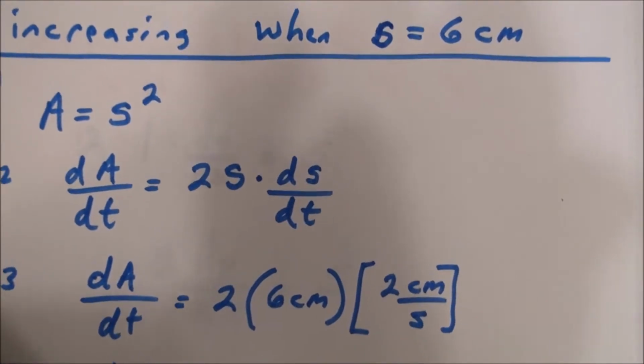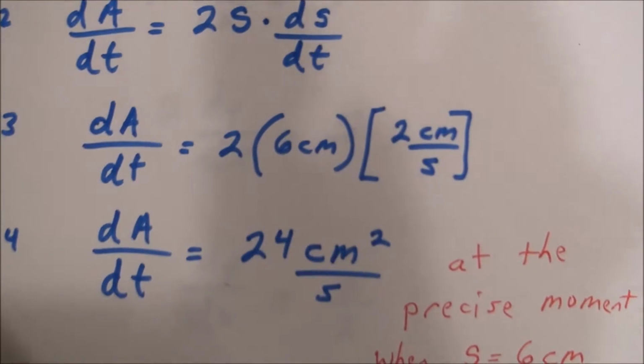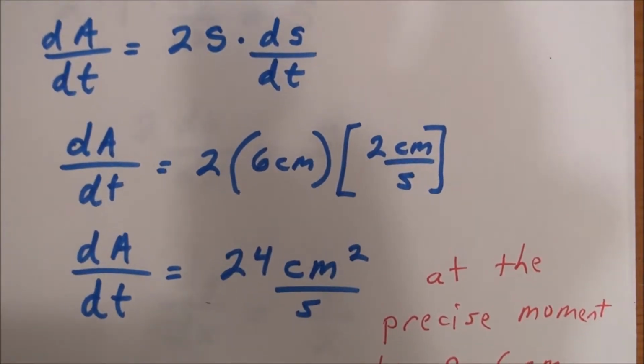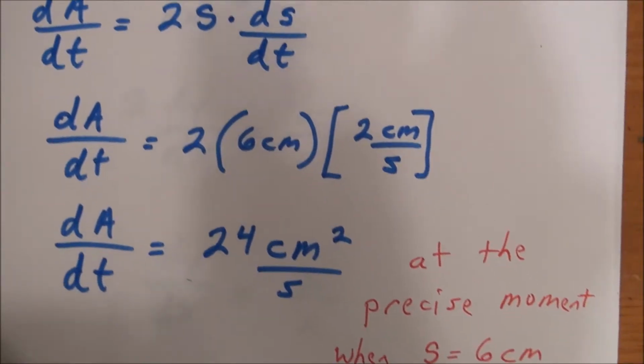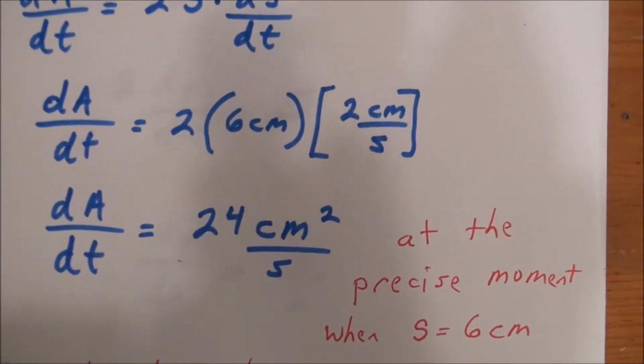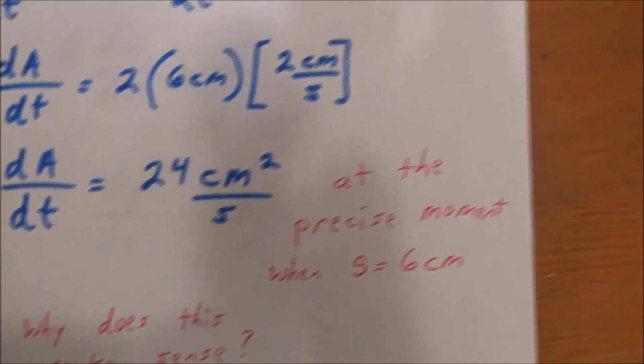So we plug in the values that we know, and what we end up with is that the change in the area with respect to time is 24 centimeters squared per second at that precise moment when the side is equal to 6 centimeters. Now let's think about why this makes sense.